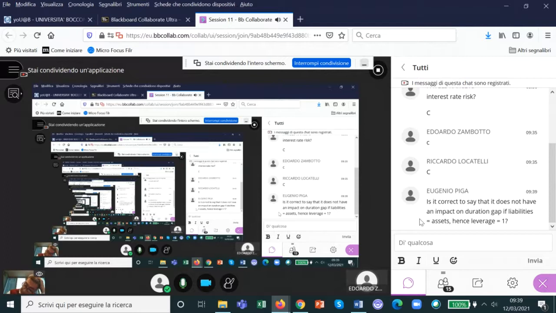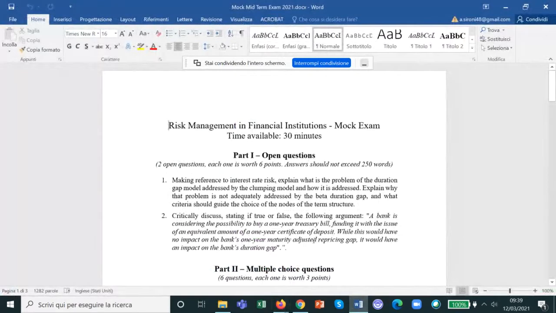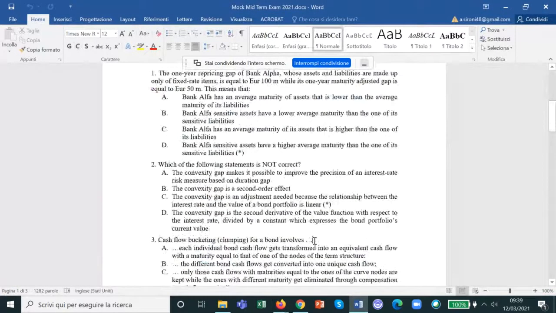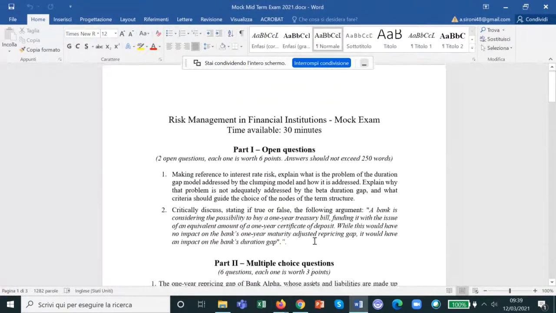Well, in this case, yes, because basically the leverage would be 1 and it would remain 1. But clearly it is quite an unreasonable case. And if you only say that, that would not be enough. Then you have a number of multiple choice questions.